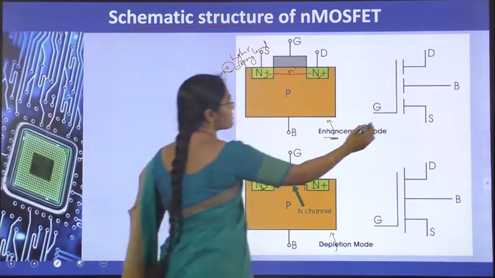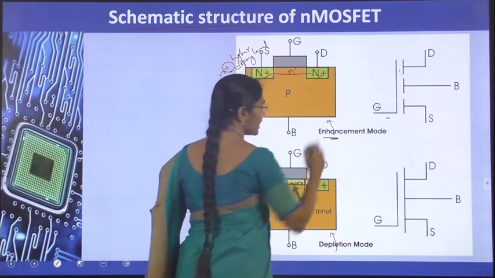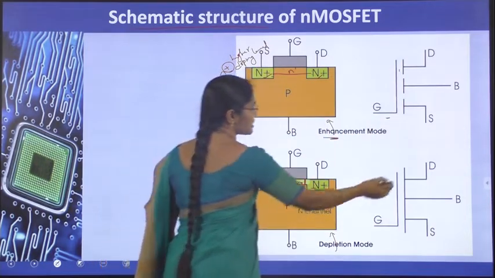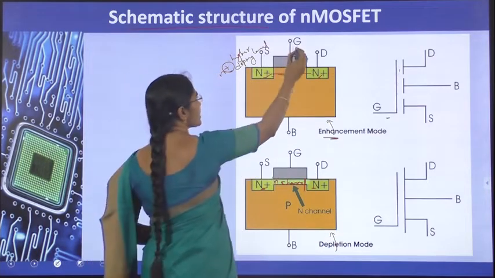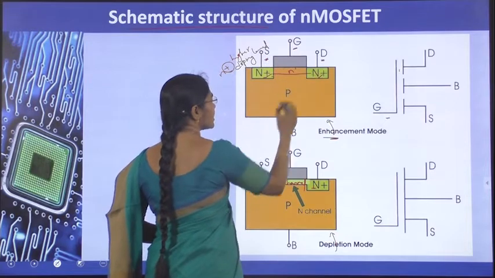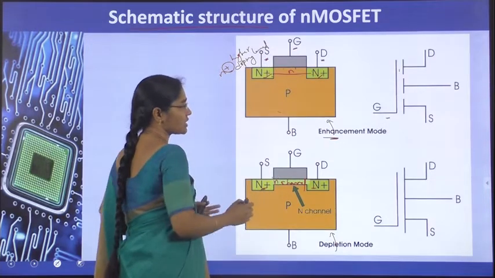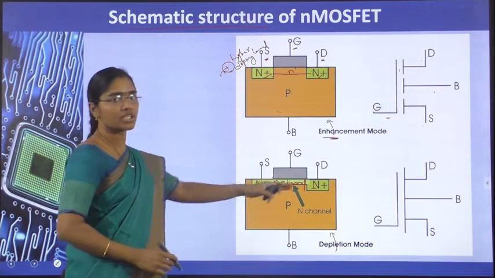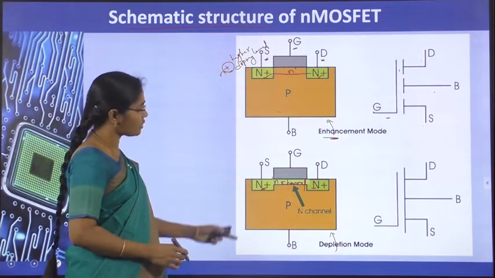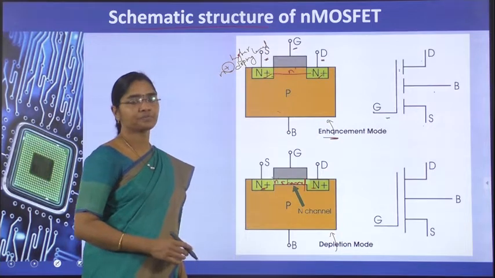The symbol which we have seen already: enhancement means broken line representation and depletion means continuous line representation. There are 4 terminals: one terminal is gate, another terminal is source, drain, and the fourth terminal is the bulk substrate. So 4 terminals are represented here, for both enhancement and depletion MOSFETs of the NMOS type.